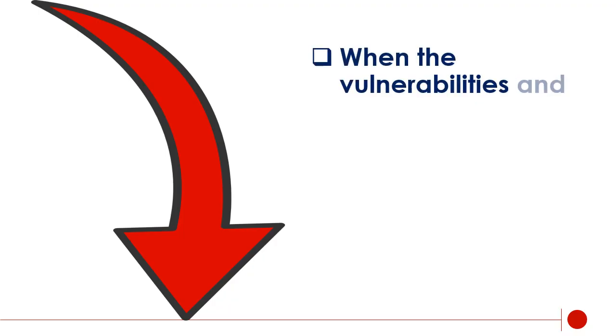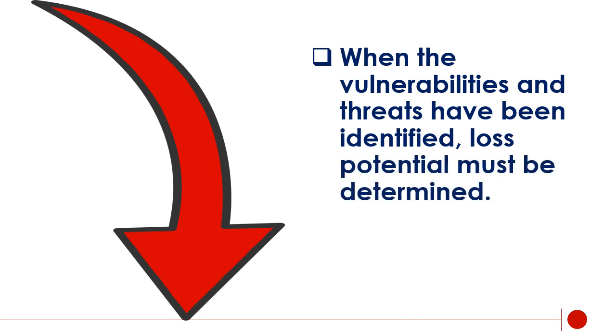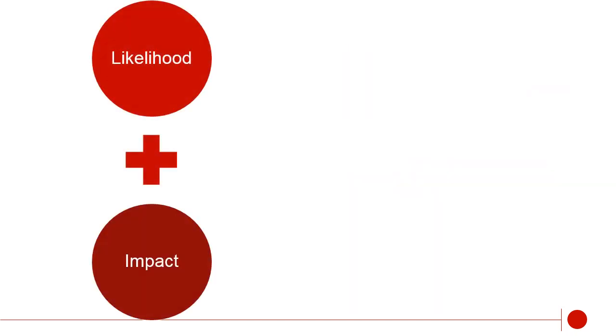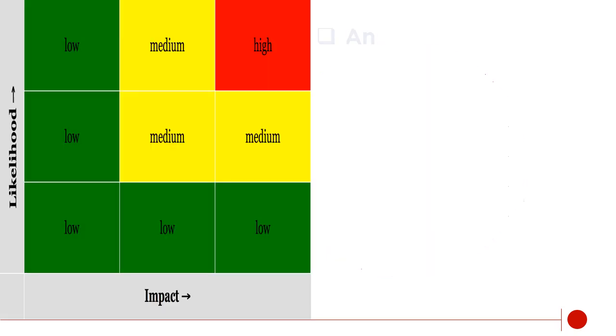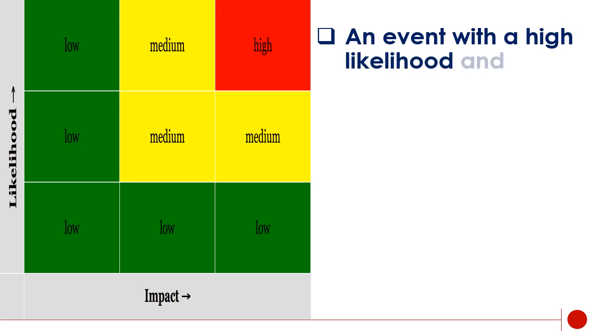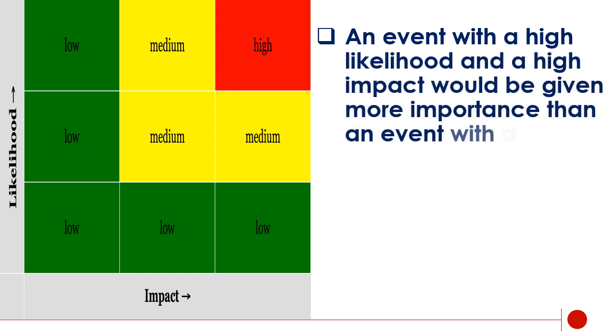When the vulnerabilities and threats have been identified, loss potential must be determined. Loss potential is determined by using the likelihood of the event with the impact. An event with a high likelihood and a high impact would be given more importance than an event with a low likelihood and a low impact.